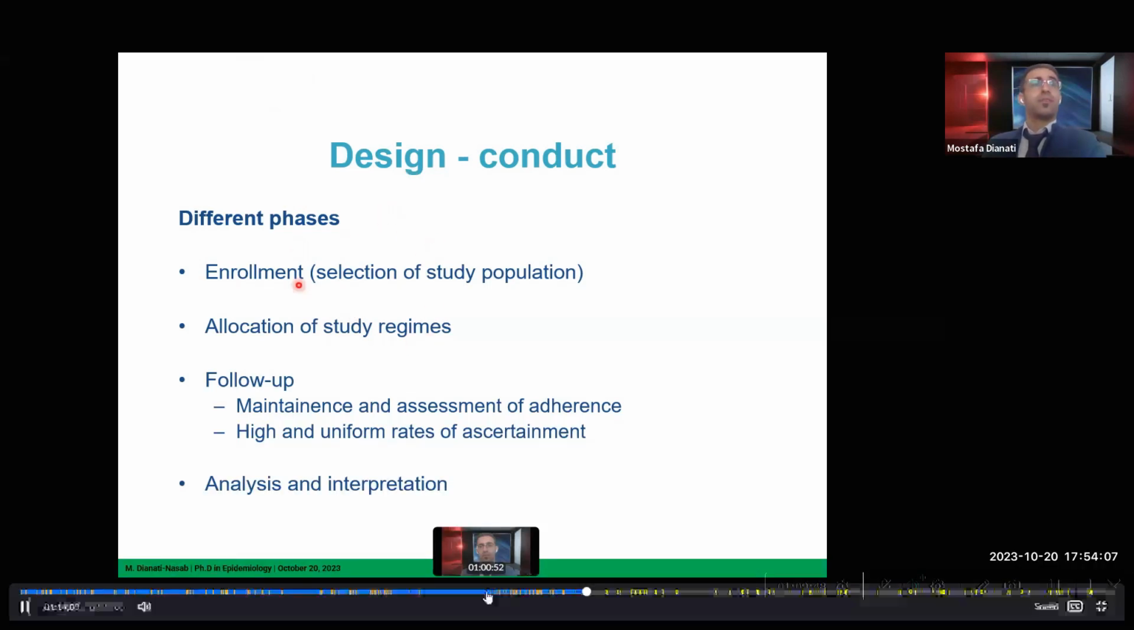For the design of this kind of studies, we have different phases like enrollment. For enrollment, for sure, you have to have a clear definition of the outcome, and a clear definition of which participant can participate in your study. Then you can allocate the study, for example, intervention. Then, same as cohort studies, you must have a follow-up to see the effect of your intervention on the incidence of the outcome. And finally, we have analysis and interpretation of the results.